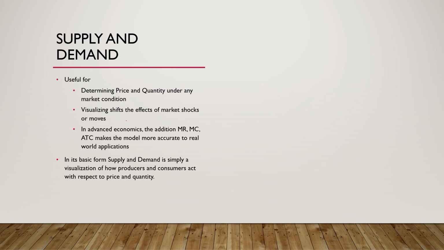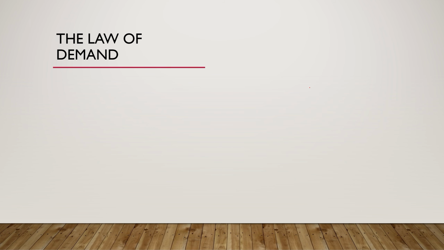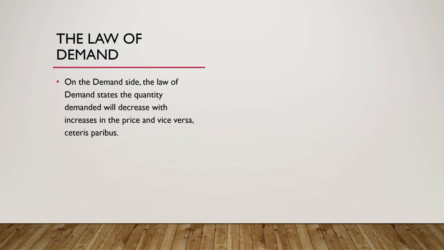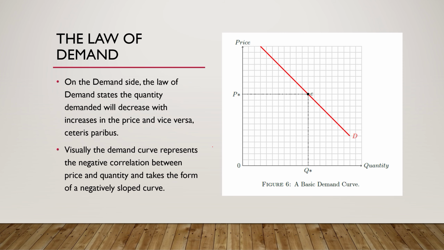In its basic form, supply and demand is simply a visualization of how producers and consumers act with respect to price and quantity. This is visualized by these two curves, the supply curve and the demand curve. So let's talk about the law of demand first, which is what the demand curve is based off. The law of demand states the quantity demanded will decrease with increases in price and vice versa, ceteris paribus. Usually the demand curve represents a negative correlation between price and quantity and takes the form of a negatively sloped curve, as depicted.